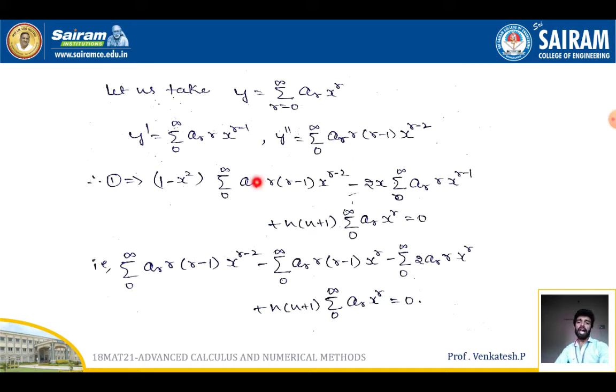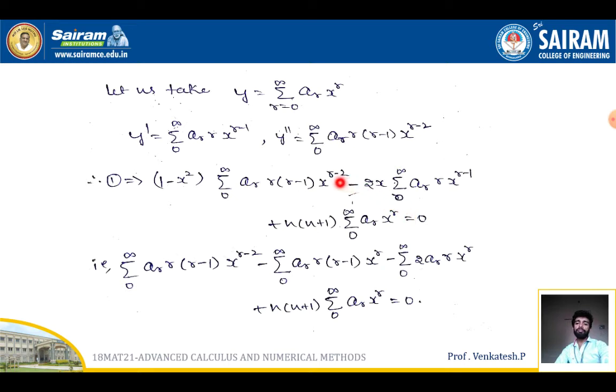differential equation. I will get the equation like 1 minus x square. I'm keeping 1 minus x square as it is, replacing y double dash with summation r from 0 to infinity ar r into r minus 1 x power r minus 2, minus 2x kept as it is, replacing y dash with summation r from 0 to infinity ar r x power r minus 1, plus n into n plus 1 into summation r from 0 to infinity ar x power r, is equal to 0.